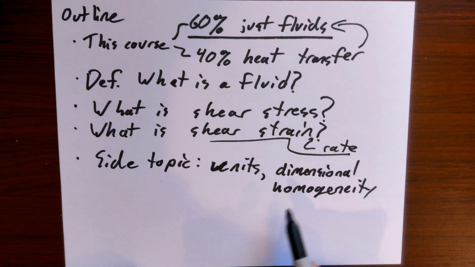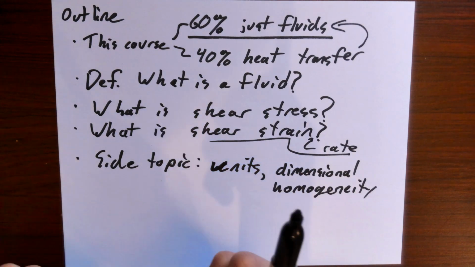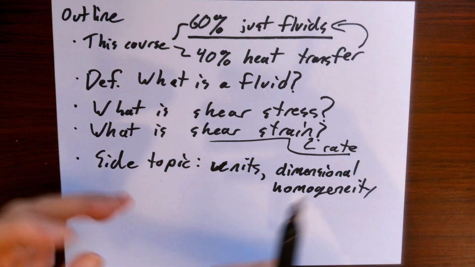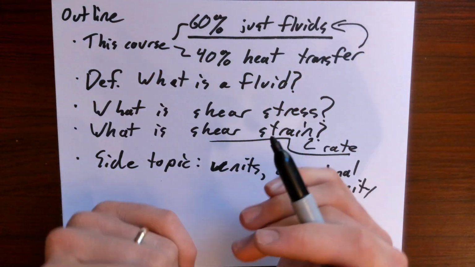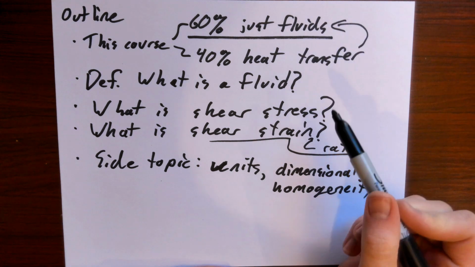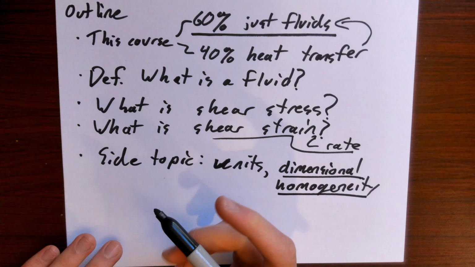So this idea of dimensional homogeneity will show up all the time in fluid mechanics, because we're going to have a whole lot of different stuff. We're going to have densities and shear stresses and viscosities and velocity gradients. We're going to have a whole bunch of different things that all have different units in this course. And dimensional homogeneity is going to help us keep all of that straight.